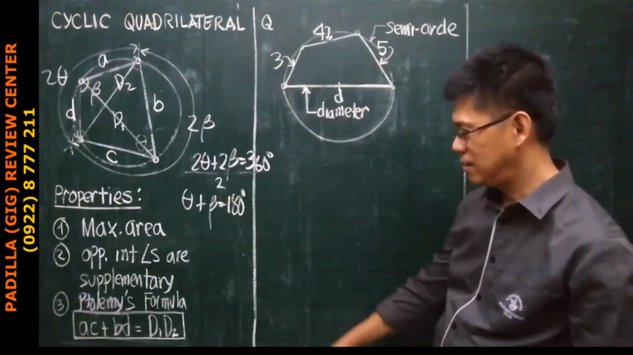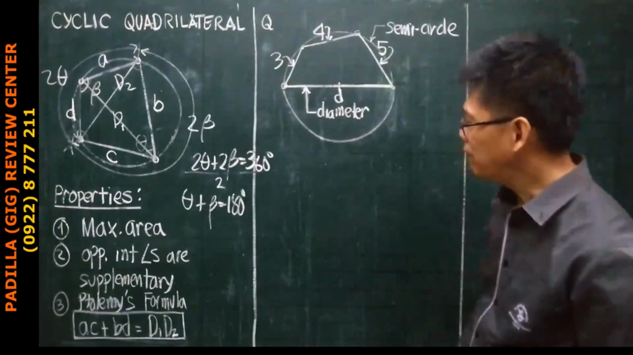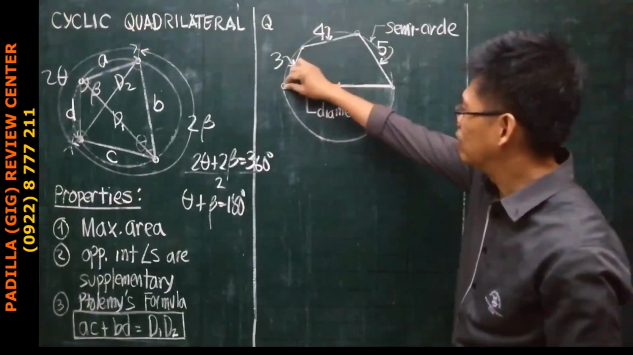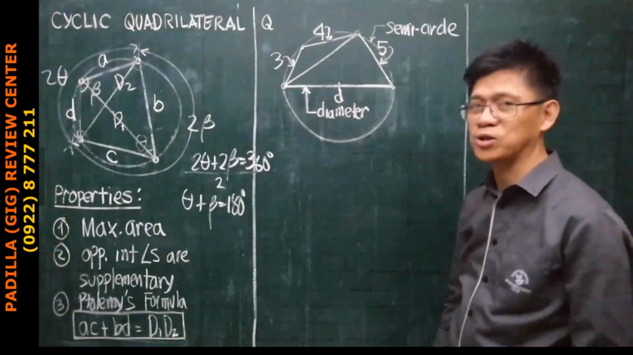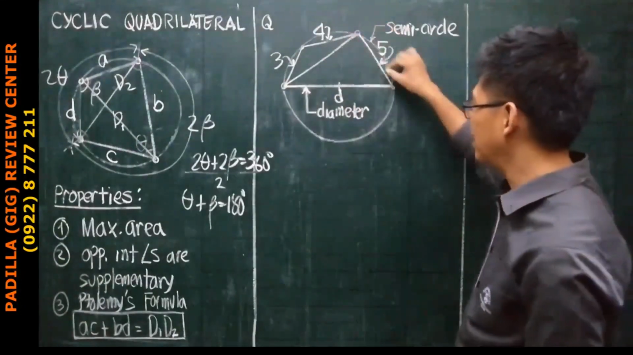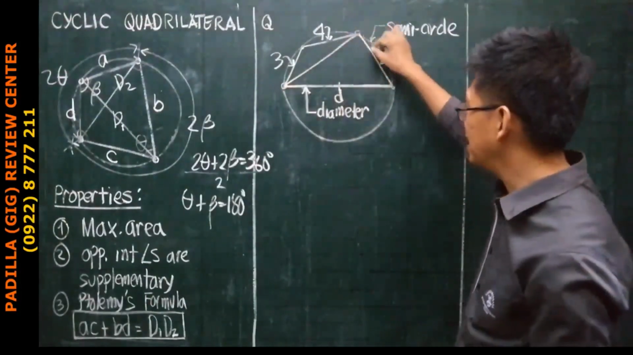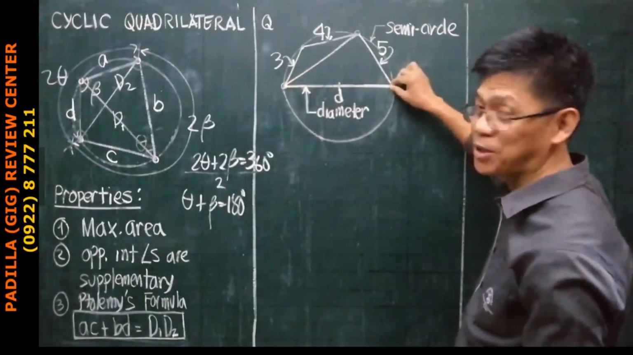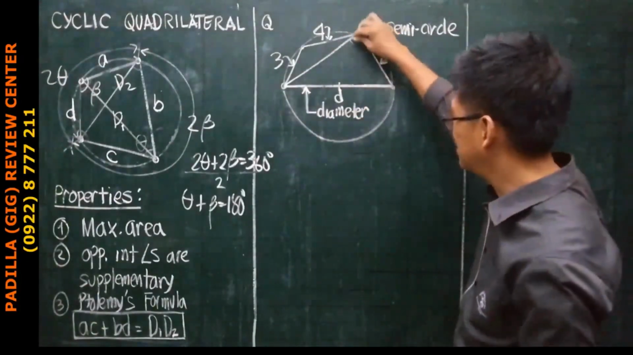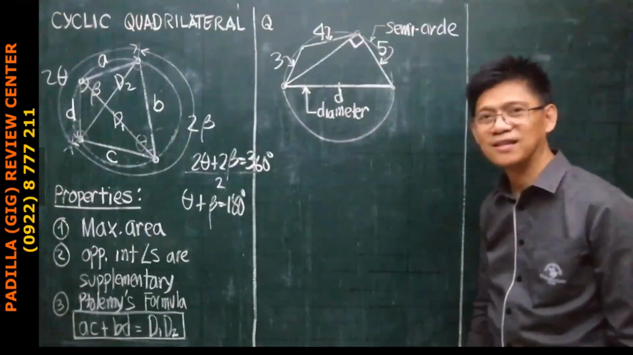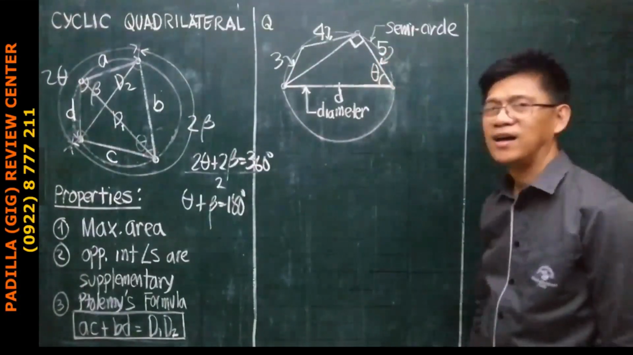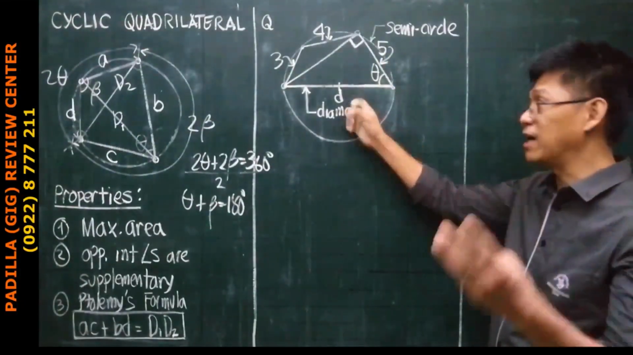Now let me apply this concept. If I'm going to divide this quadrilateral into 2 triangles so that my solution will be solution of triangles, divide and rule concept. Now, in this triangle, take note, one side is a diameter. What is the measure of this angle? As I told you a while ago, this is 90 degrees. It's a right triangle.